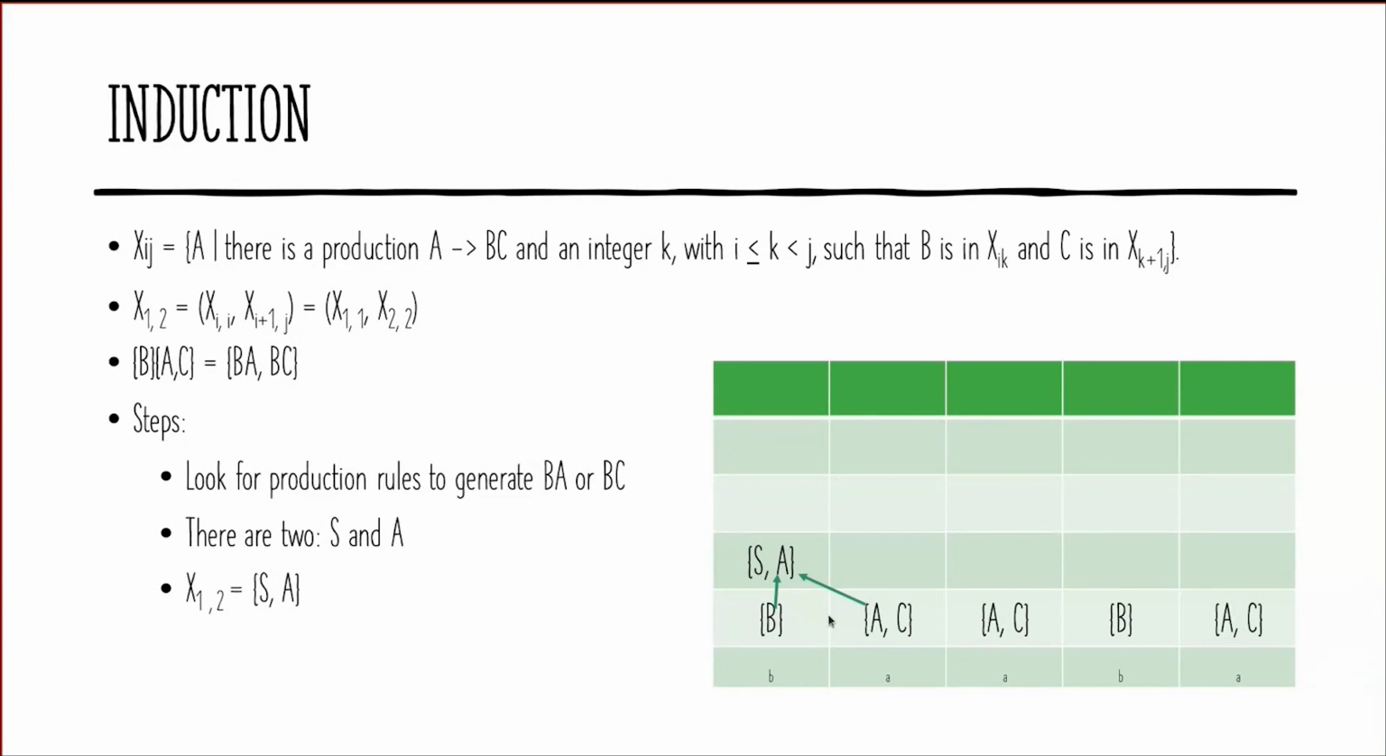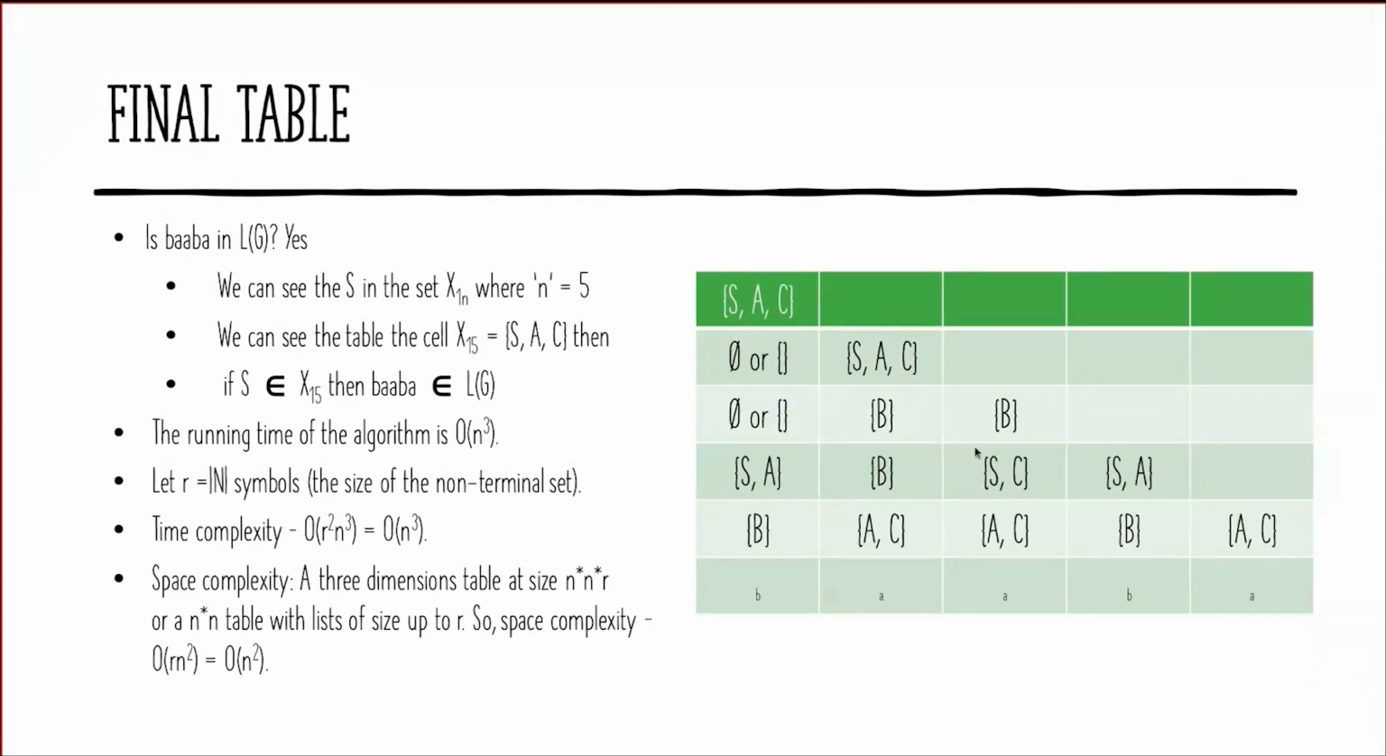Similarly, I will keep doing this for all the cells and I will get something like this. My topmost row will have only one cell, that is X1n, and if X1n contains the start symbol or variable, then this string belongs to this language, meaning S can derive this string. S is the start variable, obviously.